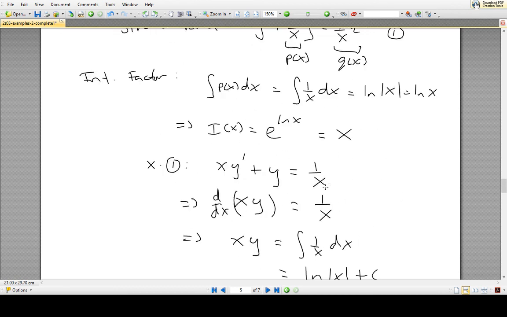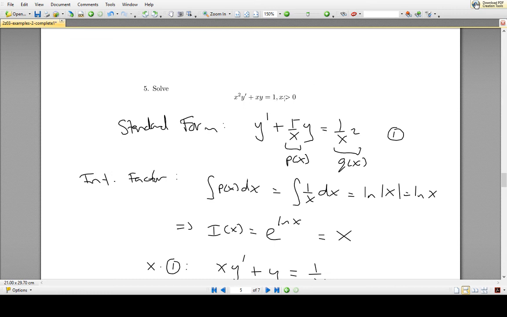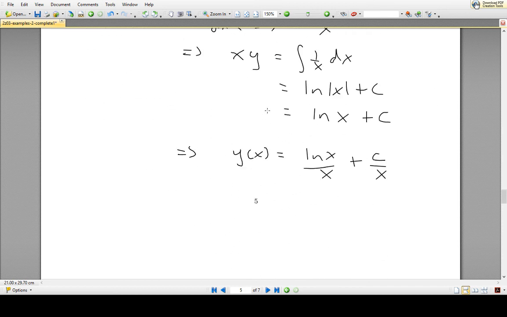So I just want to point out that if we had not restricted ourselves to x being greater than 0, we would have a singular point at x equals 0, and of course that actually does carry through into our solution, that our solution would not be defined at x equals 0 either. So you do have to watch out for this whenever you are encountering singular points.